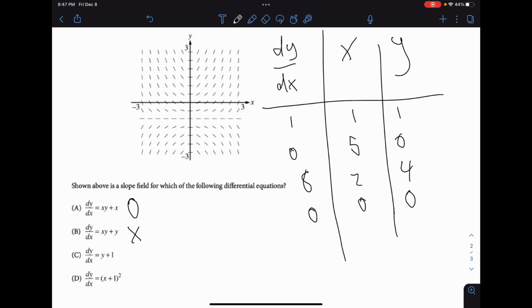So if we want the function to always be 0 at x equals 0, it can't be this one because there's no x in it. And the next one, (x plus 1) squared, well, when x equals 0, it's always just going to be 1. So that can't be the answer. So the only possible answer is the top one, A, dy/dx equals xy plus x. There, at x equals 0, dy/dx is always 0. None of the other ones have that. So that verifies that A is the answer.